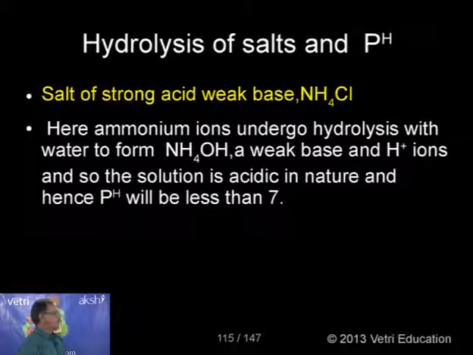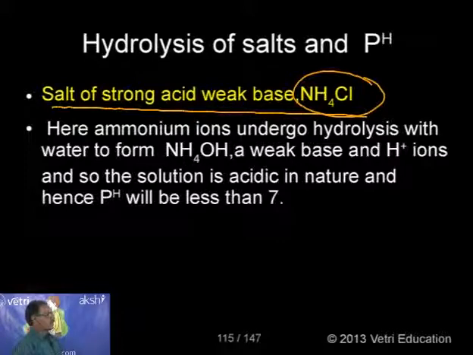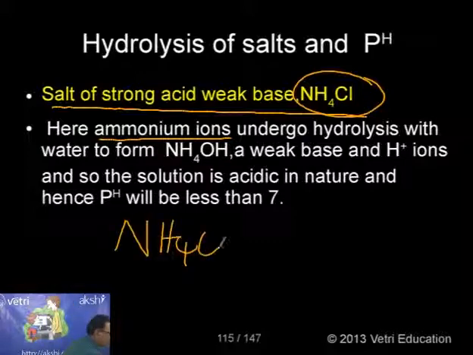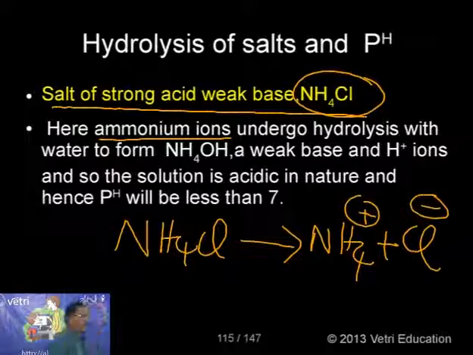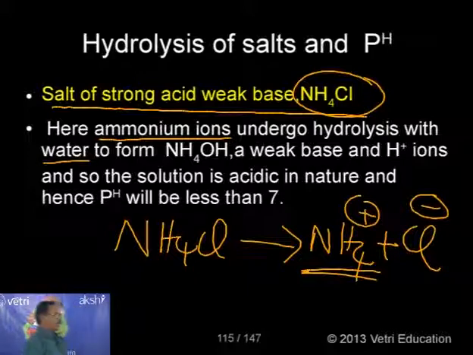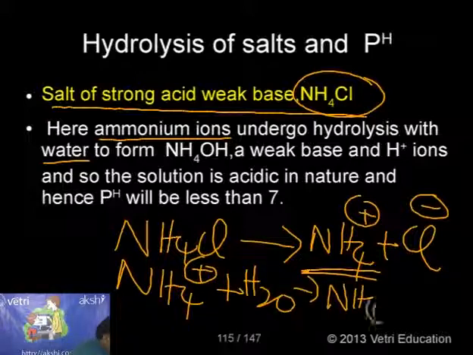Now, let me take the first one: the salt of a strong acid and weak base, with the specific example of ammonium chloride. Here, ammonium ions are formed from ammonium chloride, which is a strong electrolyte. Ammonium chloride undergoes 100% ionization to produce ammonium ion plus Cl minus ion. When we dissolve it in water, the ammonium ion forms immediately. This ammonium ion undergoes hydrolysis: it reacts with water to produce ammonium hydroxide. So what will happen now?